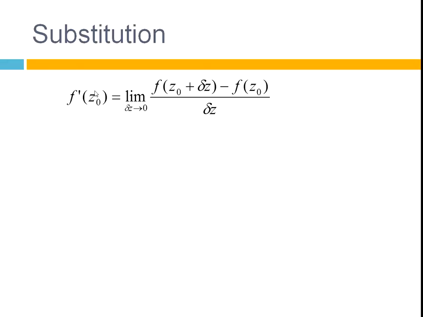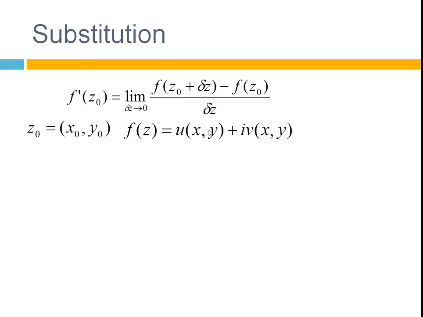So we'll start with a substitution. So we're going to fill this equation in. So we've got z0 is just the point x0, y0. This is our analytic function. And delta z is your delta x plus i delta y. So a small change in x plus a small change in y, resulting in your delta z.